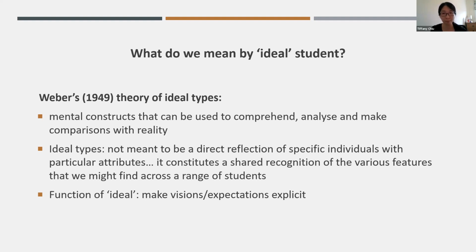Here we draw on Max Weber, who considered ideal as a mental construct that can be used to comprehend, to analyze, and to make comparison with the social reality. And this is based on the premise that every social action often has an ideal or an expectation due to the social and the cultural conventions, which can also be developed over time and experiences.